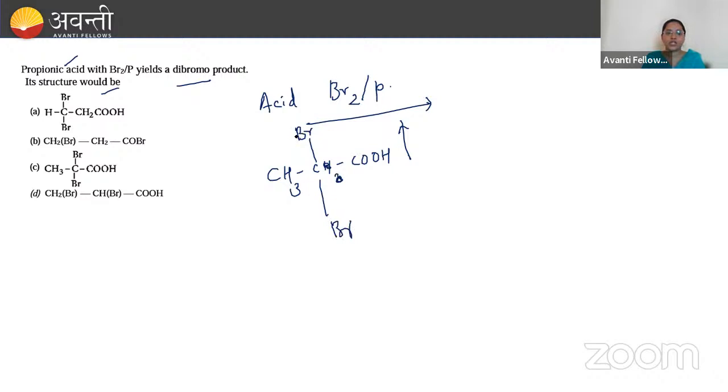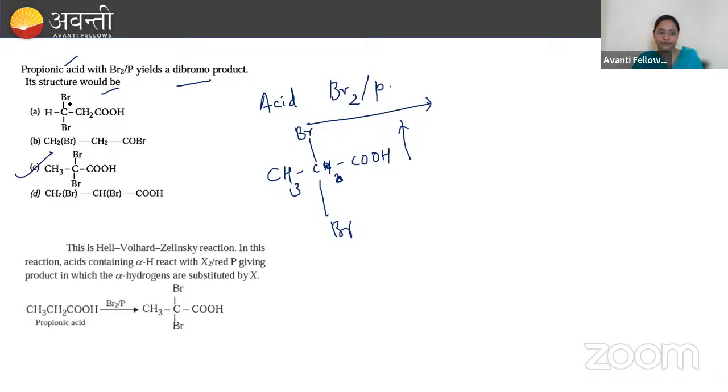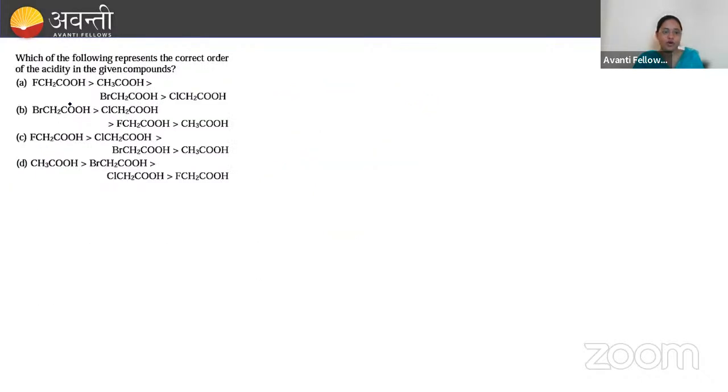So which is the correct option here? 1, 2, 3, 4. Yes, the halide will go at the alpha position. In the Hell-Volhard-Zelinsky reaction, on the alpha position the bromine or the halo group is going to be present, or it is going to add. So here option C is our correct answer. See the reaction: the alpha hydrogens get substituted by X in the Hell-Volhard-Zelinsky reaction, right? So let's move on to the next problem.